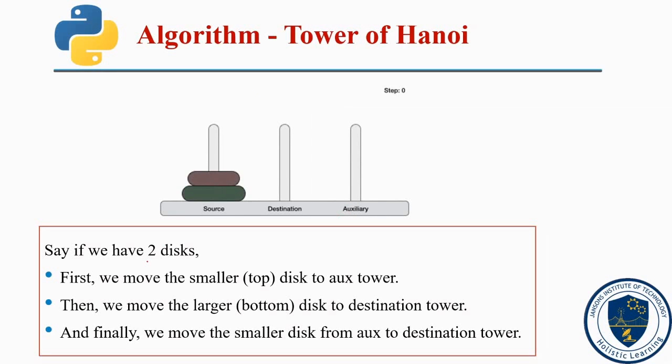In this example, we have taken 2 discs. To move both discs from source to destination, first we have to move the smaller disc to the aux tower. Then we move the larger disc to the destination tower, and finally we move the smaller disc from aux to the destination tower. These 3 steps will be used to move 2 discs from one tower to another tower.